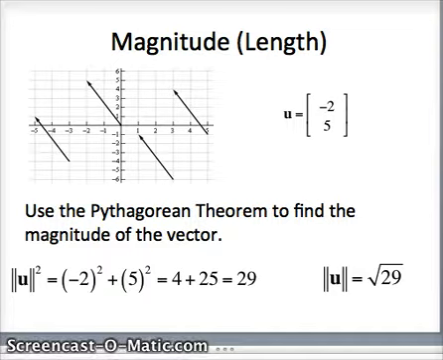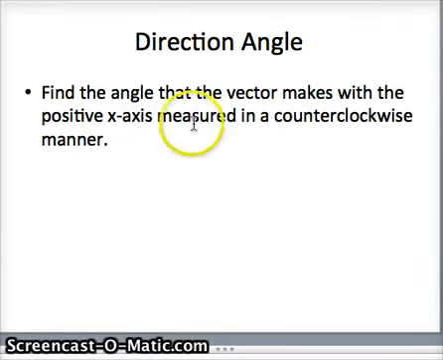So that's not too challenging. But the size doesn't tell us the whole story. You could have multiple vectors of the same size. We are also interested in what we call the direction angle. So what is that going to be? We want to find the angle that the vector makes with the positive x-axis measured in a counterclockwise manner.